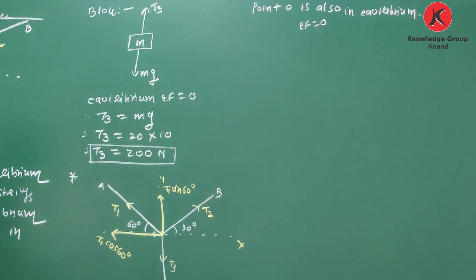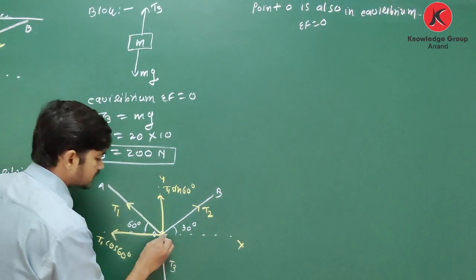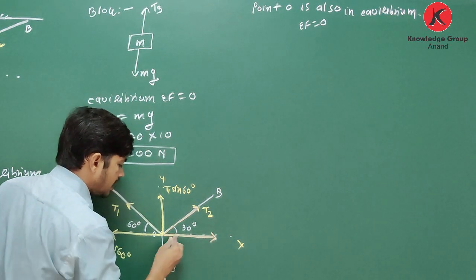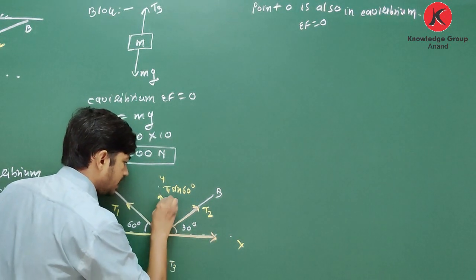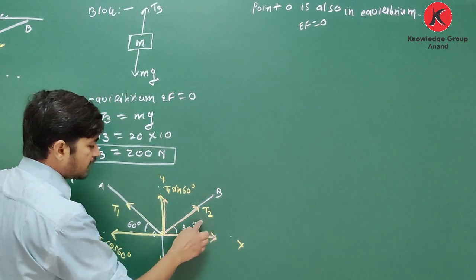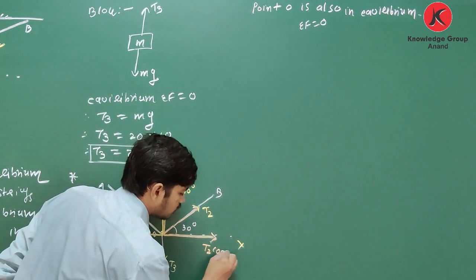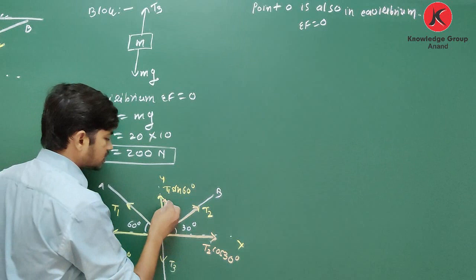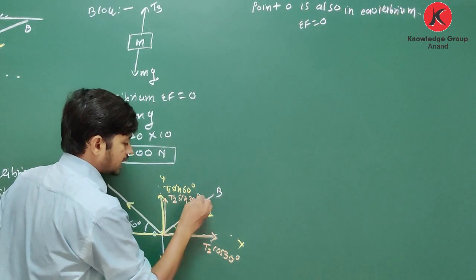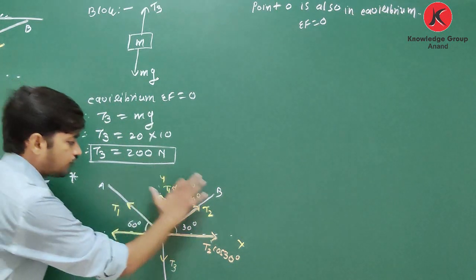Similarly, I will resolve this T2 into two components, one component in the x direction and another in the y direction. As this T2 makes an angle of 30 degrees with the x axis, it becomes T2 cos 30 and T2 sin 30. Clear about this? So yes, it is the figure.